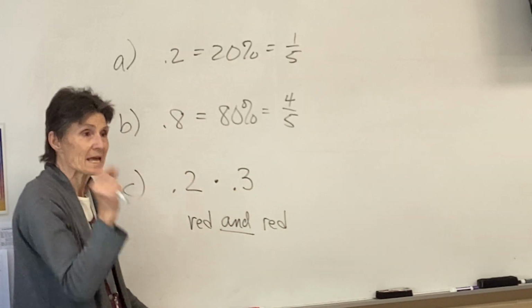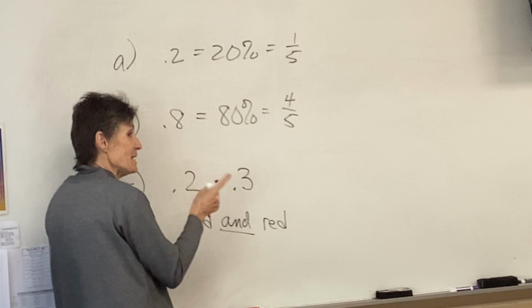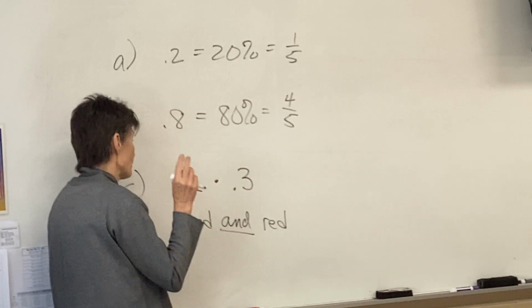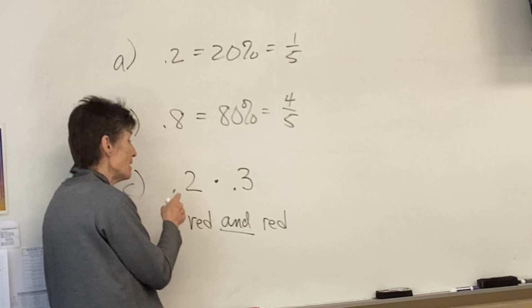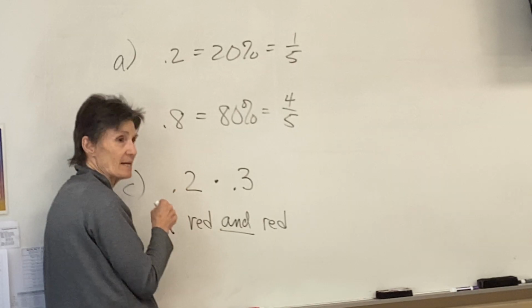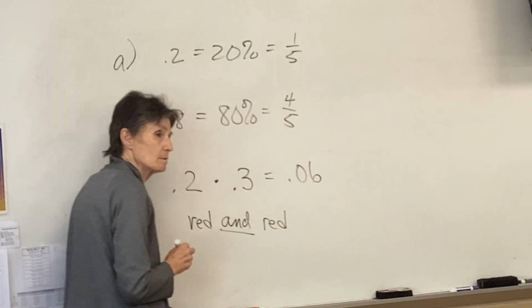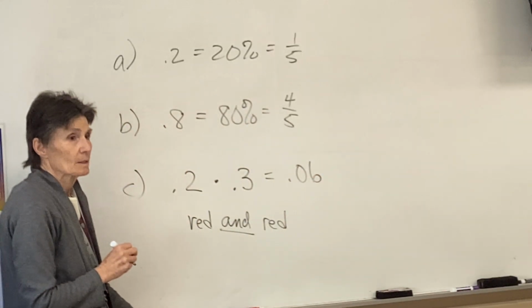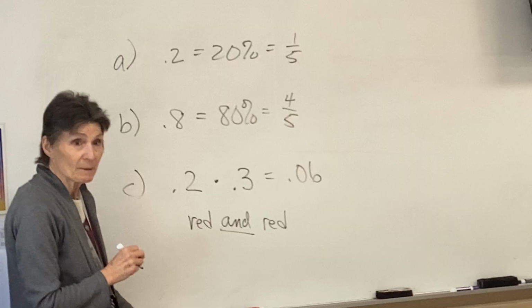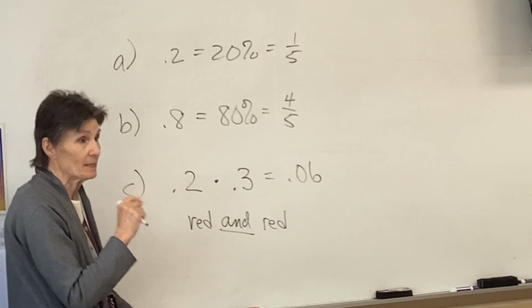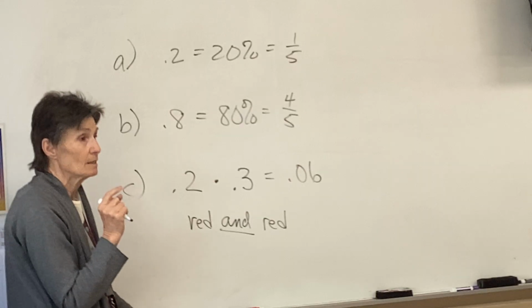So red and red. Now, be careful, you will always have a calculator when you do this. There's no reason to miss this problem. This is not 0.6. This is 0.06. Right? So let's type it in correctly. If we can't do it in our head, which is fine, type it in. Don't just take a guess and guess wrong.